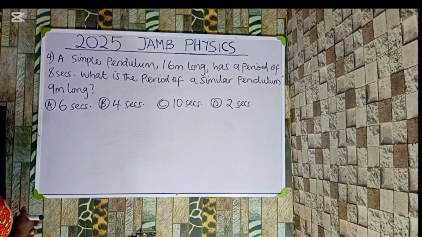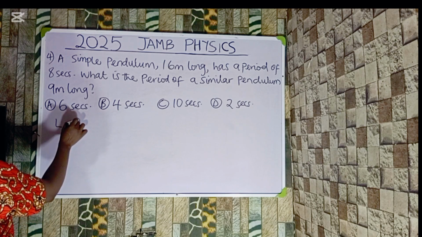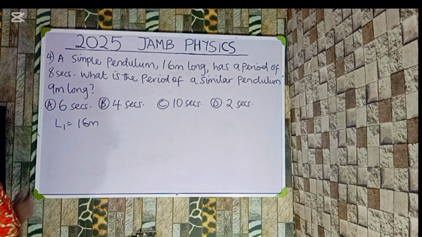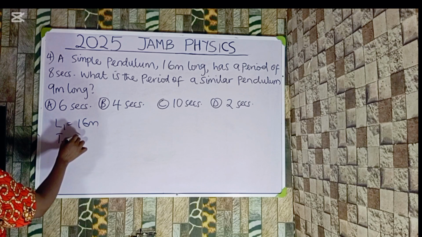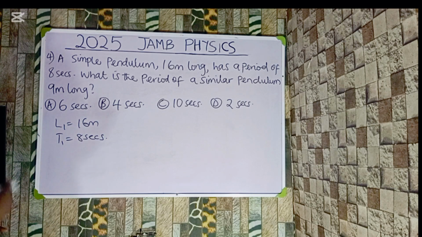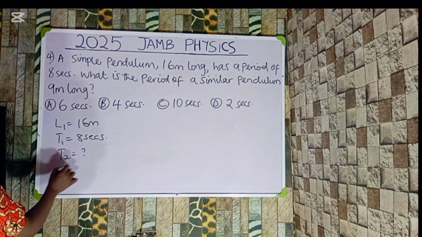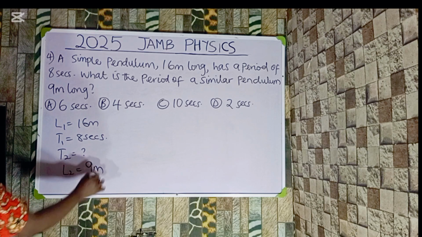A simple pendulum 16 meters long has a period of 8 seconds. What is the period of a similar pendulum 9 meters long? Alright, so let's start by saying that the first length of this pendulum is 16 meters and the period, T1, is 8 seconds. Now we are comparing with another similar pendulum, and we are looking for the period, but the second length is equal to 9 meters.